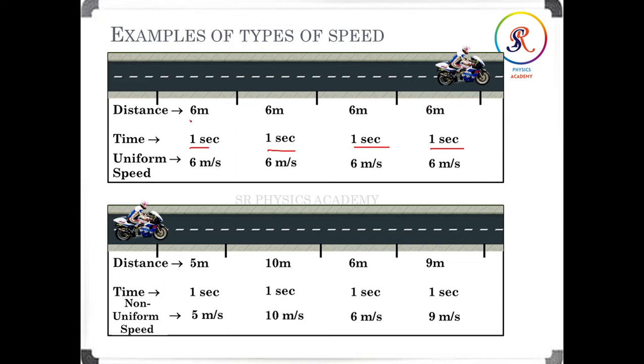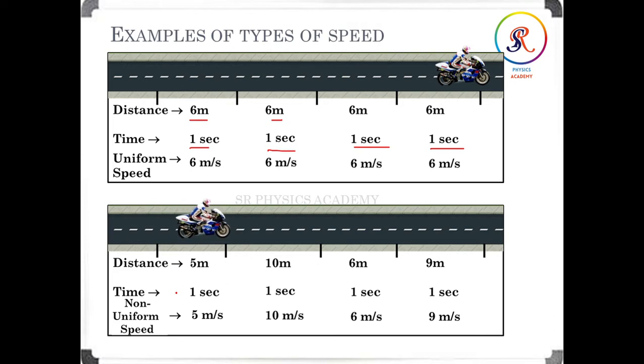Here the distances are all 6 meters, so all are equal distances in equal intervals. The time taken is 1 second each. Then we can say it is equal distance in equal time, so it is uniform speed. Now, what is non-uniform speed?